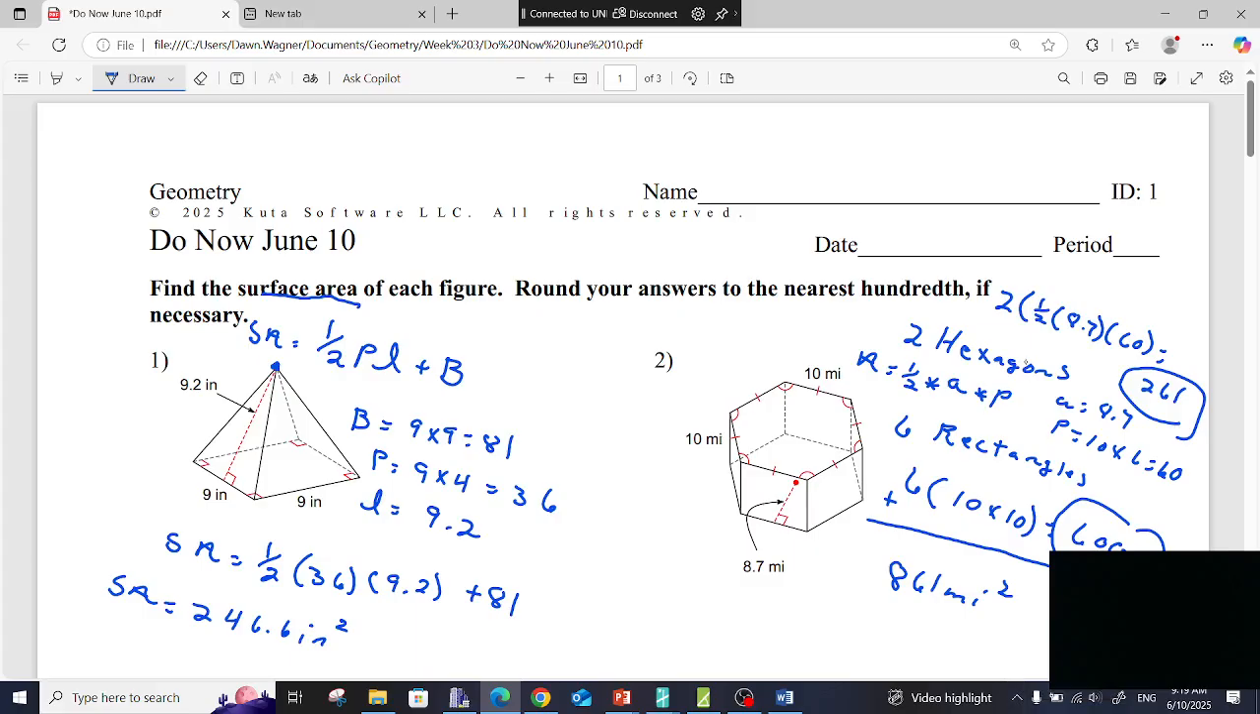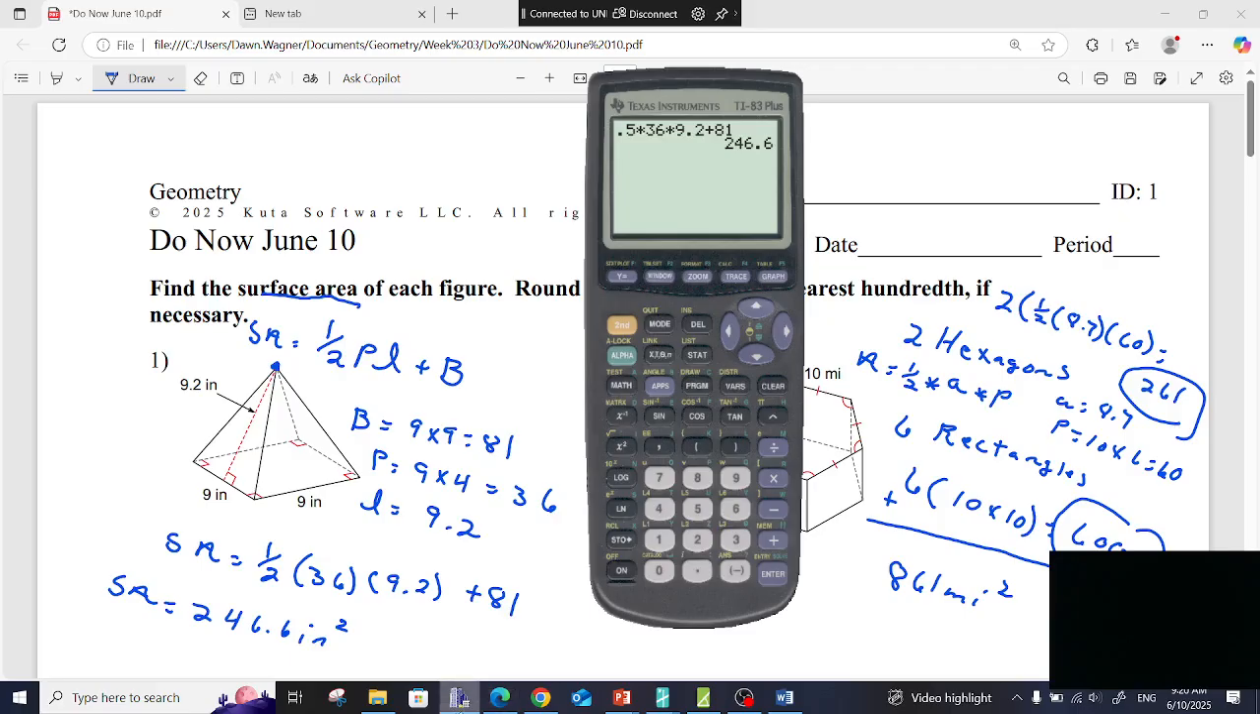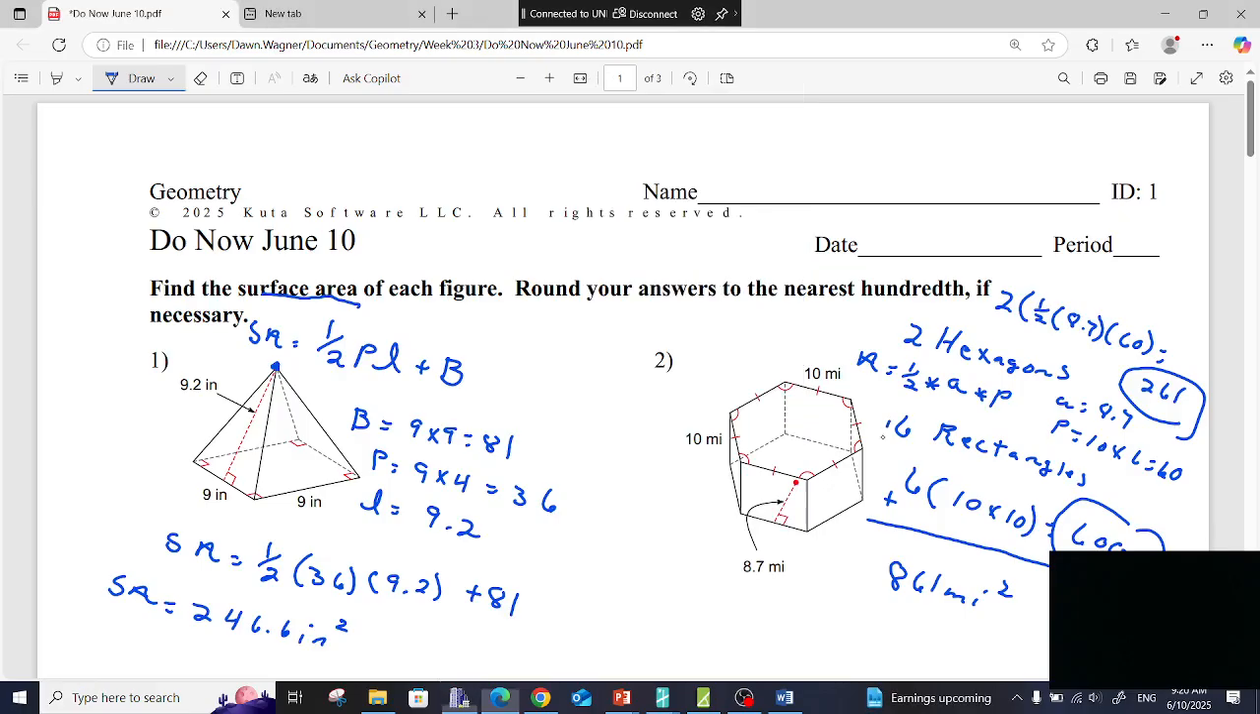Did we not multiply it by two? I think it should be 2 times 0.5 times 8.7 times 60. Oh, yeah, you're right. It should have been 522. And then when I add those together, 1,122 miles squared, because we had two hexagons, not one of them.